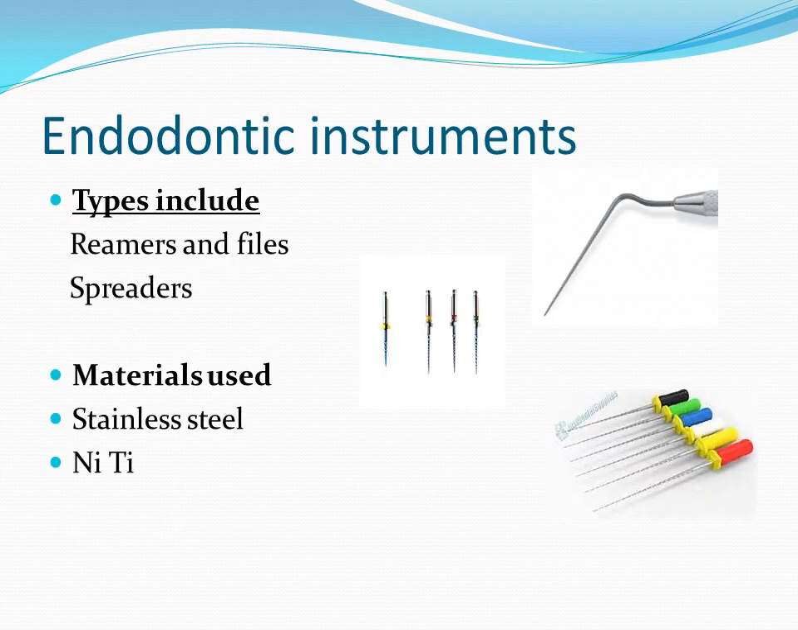Now let's move on to the endodontic instruments. We discussed the orthodontic arch wires. There are different endodontic instruments that we use in root canal treatment. They include reamers, files, and spreaders. They are all used to carry out root canal treatment. And the materials of the endodontic instruments may be stainless steel or nickel titanium.